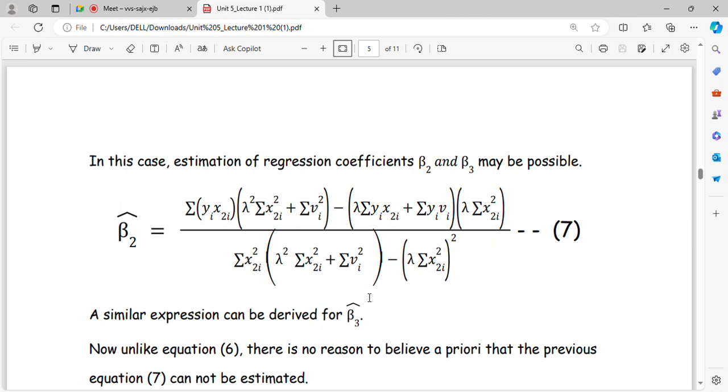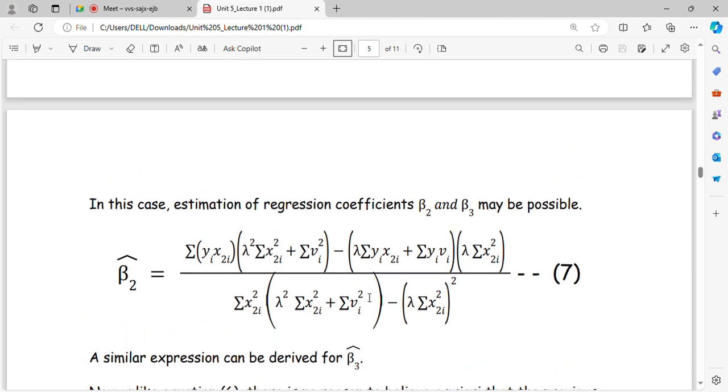case. We have summation of yi x2i whole times lambda square summation x2i square plus one extra term which is summation of vi square, minus lambda summation yi x2i plus summation of yi vi whole times lambda summation x2i square, whole divided by summation x2i square times lambda square summation x2i square plus summation vi square minus lambda summation x2i square whole square. A similar expression can be derived for beta 3 hat, which we have not written, but we can easily derive it.